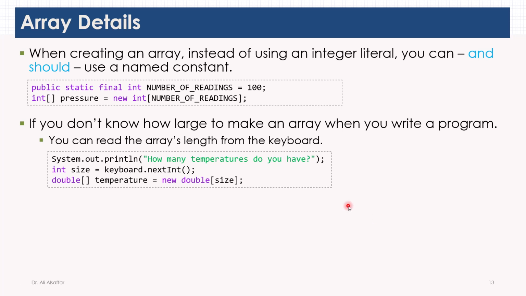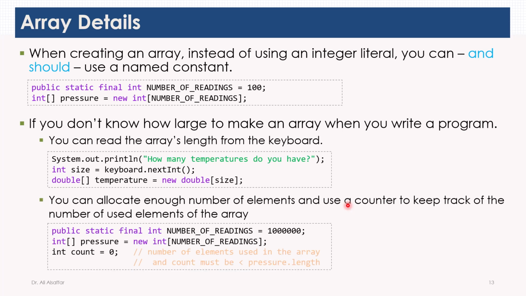However, sometimes even the user doesn't know how many elements he or she is going to enter. And this happens in a sentinel-controlled while loop. We ask the user to enter a set of numbers followed by a sentinel. So we don't know how many numbers the user is going to enter. In this case, this is the other option as a solution.